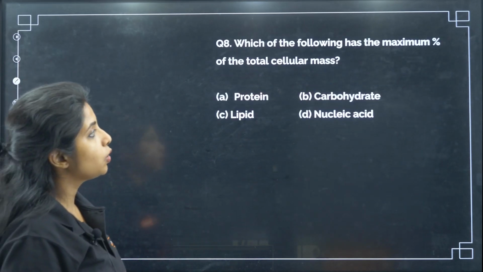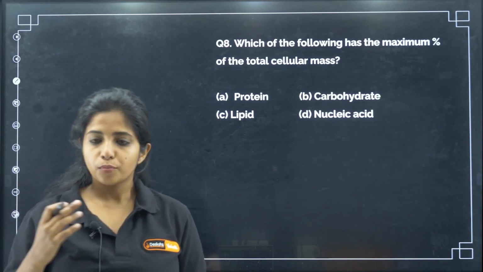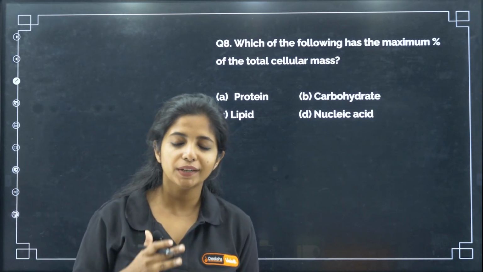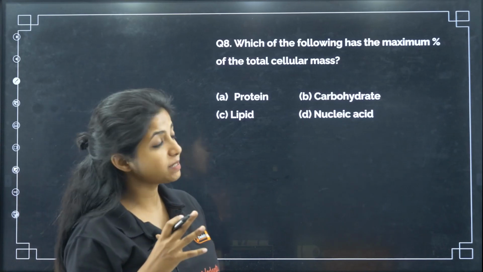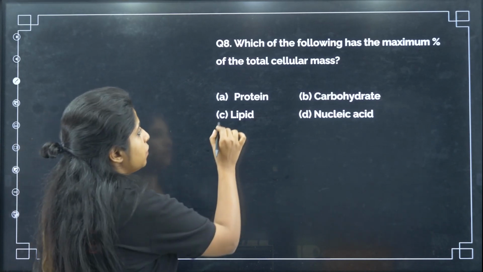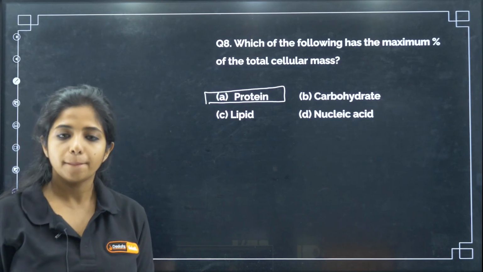Next, which of the following has the maximum percentage of the total cellular mass? Protein, carbohydrate, lipid, nucleic acid. Total cellular mass, which of them has the maximum percentage? It will be protein, my dear children. What is your answer? The answer would be protein.